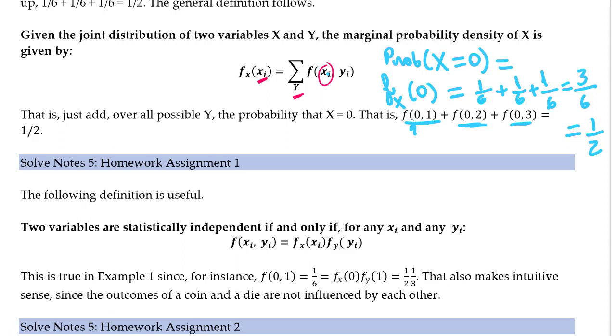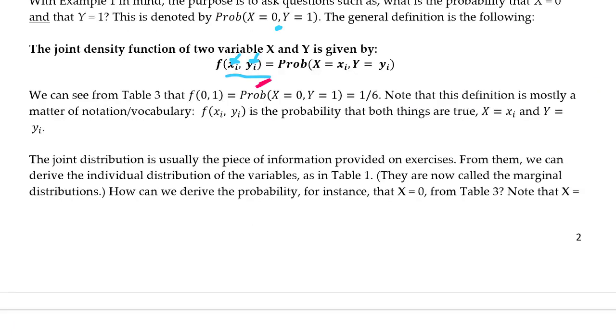So in summary, when you are given the joint distribution, meaning you are given this information here, but you want to go from the joint distribution to the marginal distribution, meaning you want to figure out f_x or f_y. If you want to figure out f_x, you fix an x and sum over y. If you want to figure out f_y, you fix a y and sum over the x.